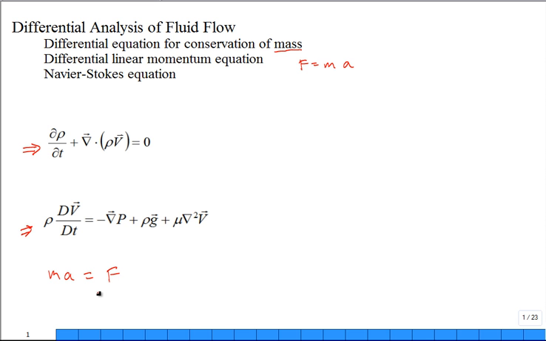Okay, but let's take a look at this. This is called the Navier-Stokes equation. This one right here. It's the momentum equation. Let's take a look at the first equation, the continuity equation. What do we see? What is rho?